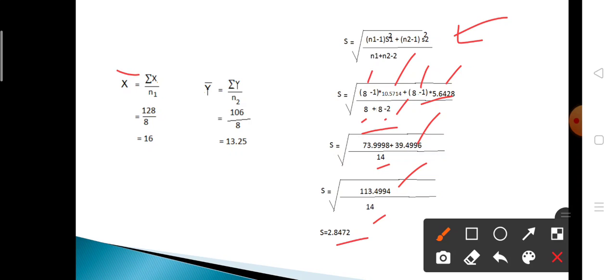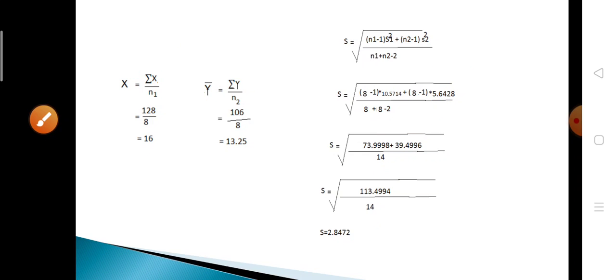Here the x bar formula is summation x divided by n1. Just plug in the values of summation x and n1. So 128 divided by 8, that is 16, and summation y is 106 divided by n2, which is 8. So 106 divided by 8, that is 13.25. So this is the value of y bar.